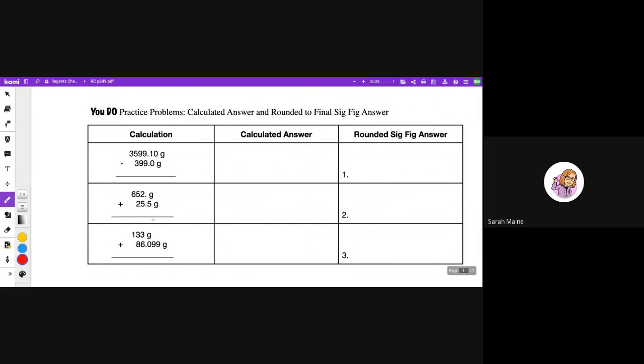So take a minute to process this and then try the 3 you-dos. First, just do the math in your calculator and list all the digits that the calculator answer gives you. And then look at both of the measurements and put a bar above their estimated digit. That would be the sig fig most to the right. And figure out your cutoff point to round your sig fig answers. Make sure you check your final rounded sig fig answers with me.